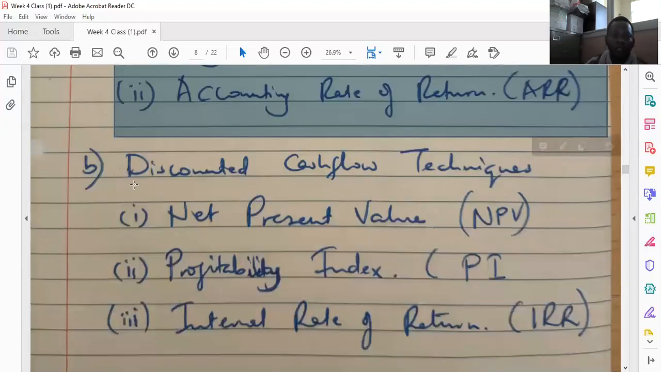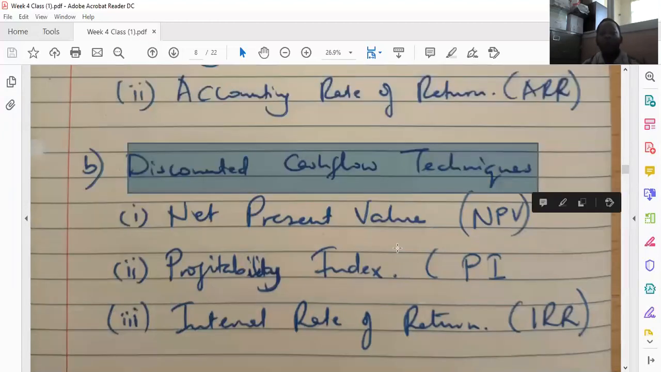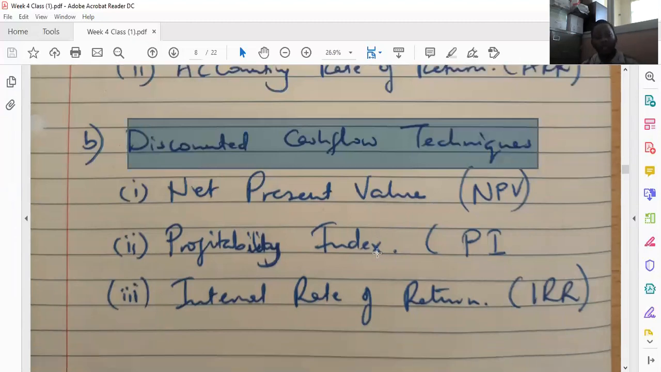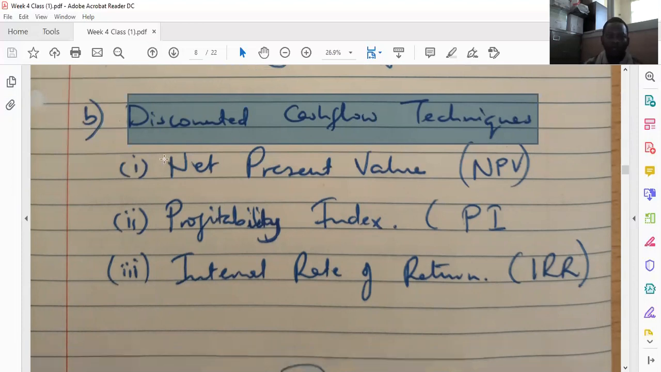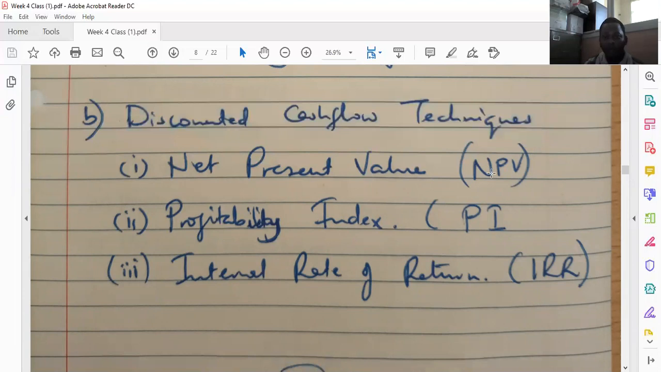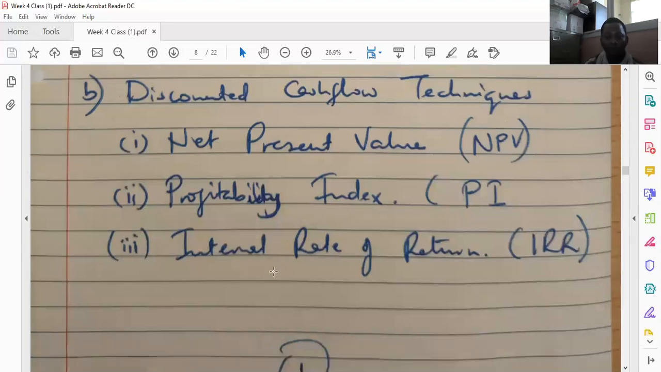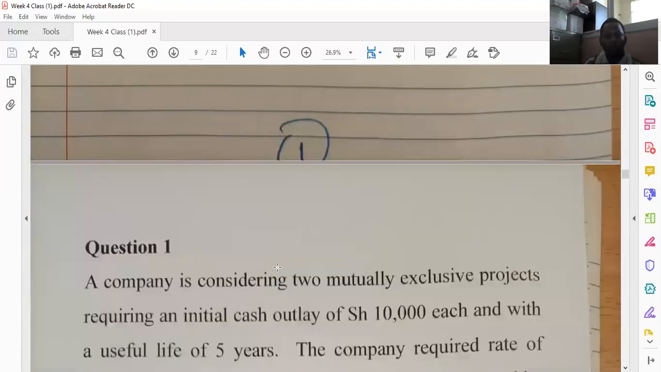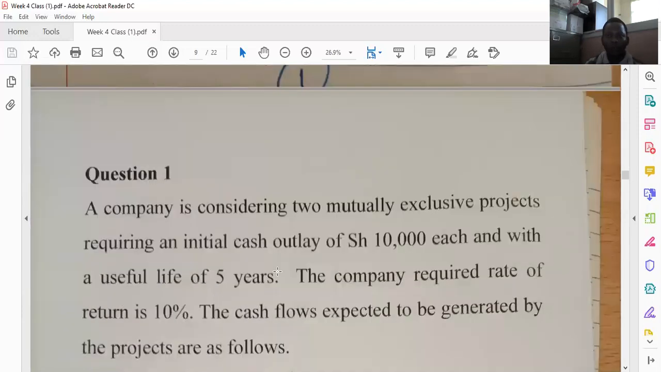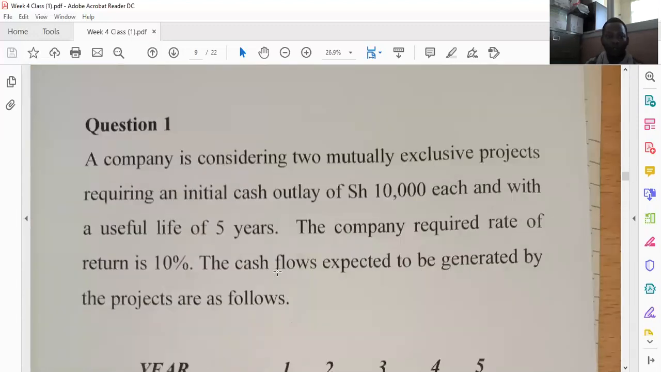Whereas for the discounted cash flow techniques, we take into consideration the concept of time value of money. We discount the future cash flows into their present value cash flows. Under the discounted cash flow techniques, we have the net present value, NPV, the profitability index, PI, and the internal rate of return. So we move into the details. For us to move into the details, we shall apply the following example.